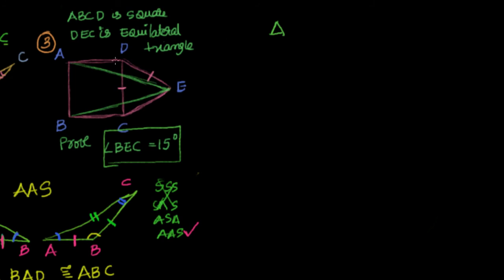What is there? Triangle ADE, that's nothing but side of the square, and that's nothing but the side of the equilateral triangle. That should be congruent to triangle. Where is my square side? BC. And where is the equilateral triangle side? BE. You can see that, right? Pretty straightforward. This we will prove congruent, then we should be able to get all the information.